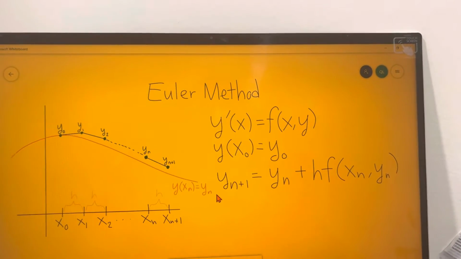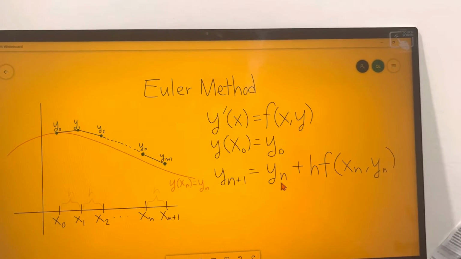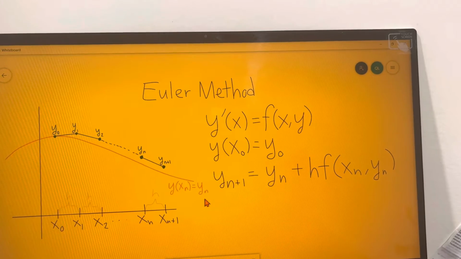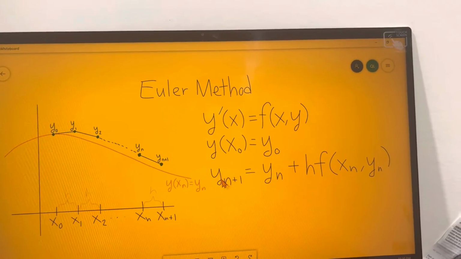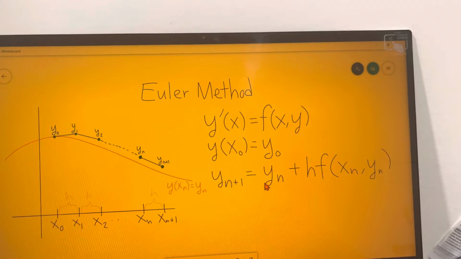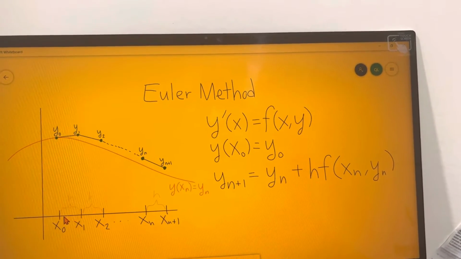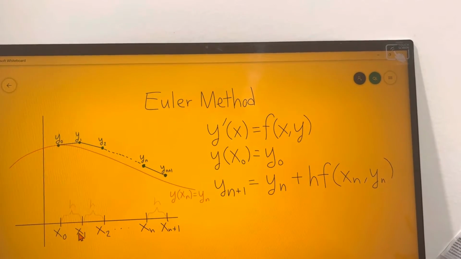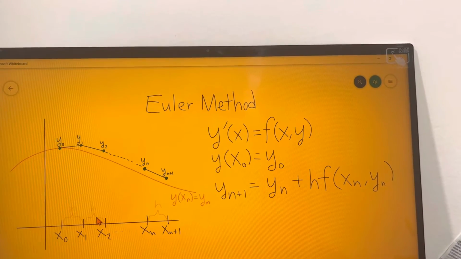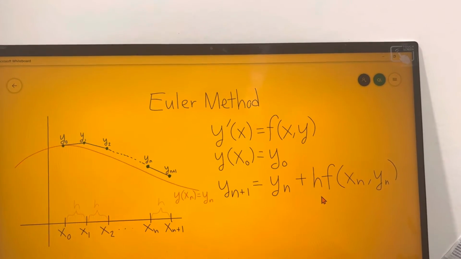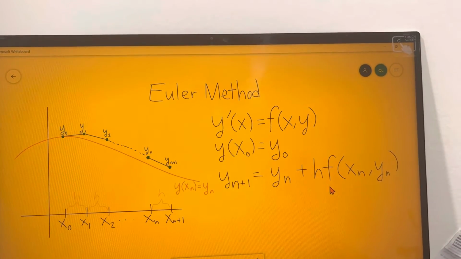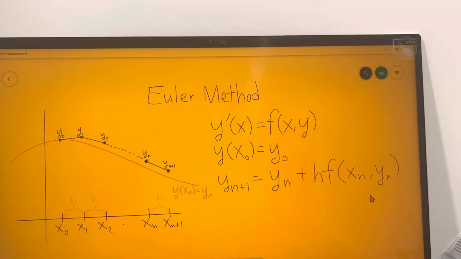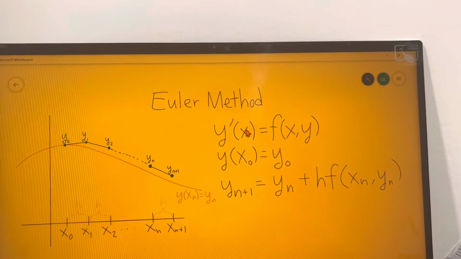So we have yn plus 1 equals yn plus h, which is our step size. Yn plus 1 and yn are just the y values evaluated at xn plus 1 and xn. This h is the step size. You can see we have x0, x1, x2. From x0 to x1, that's h. From x1 to x2, that's h. So that's our step size, and we then multiply it by our derivative, evaluated at xn.